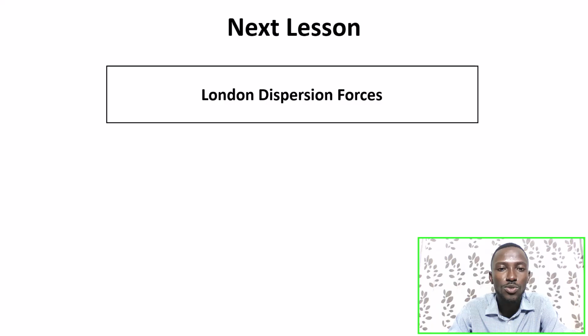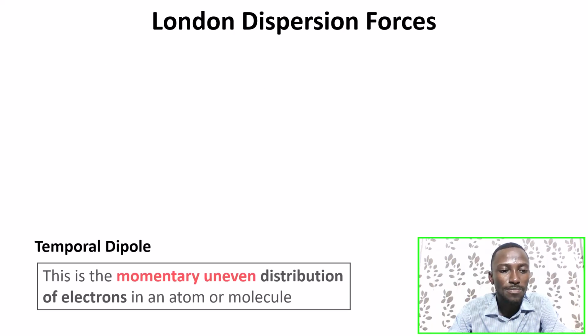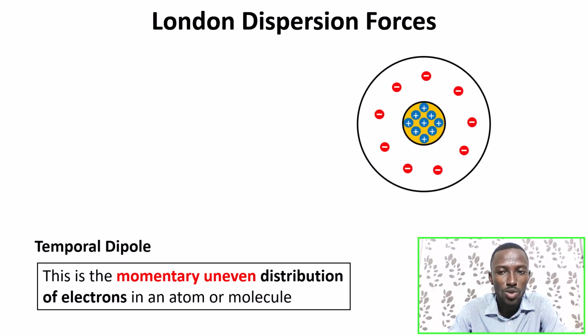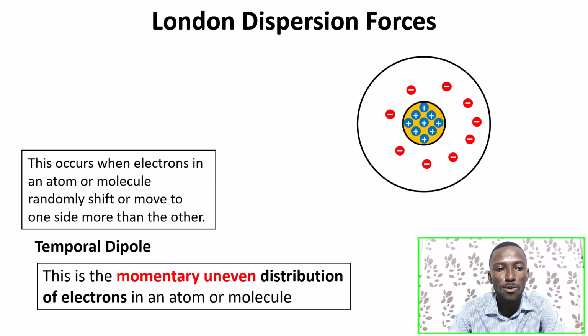But what are we to expect in the next lesson? London dispersion force. This is a trailer. We'll explain what a temporary dipole is. We have some interactive images to see how the movement of electrons in atoms leads to the formation of temporary dipoles. And then we'll link that to induced dipoles and explain what London dispersion forces are. So see you in our next lesson.